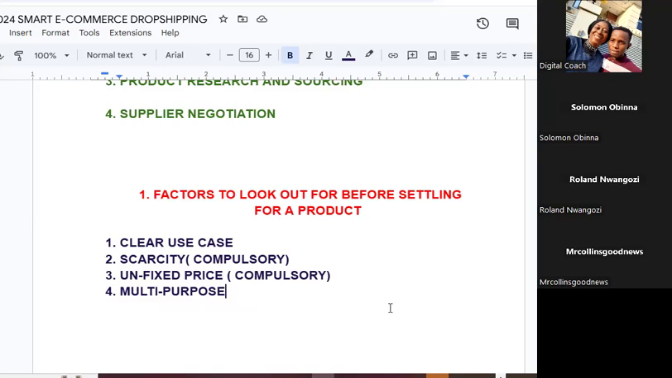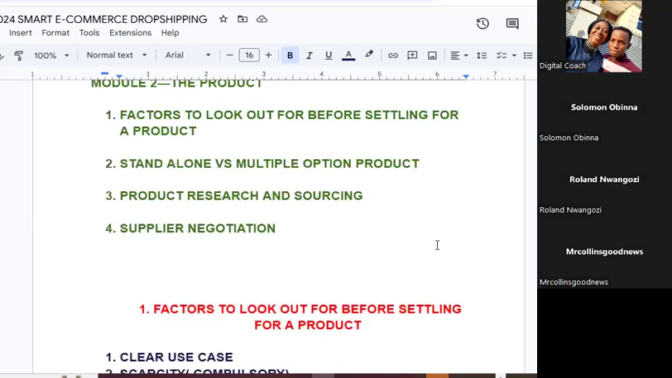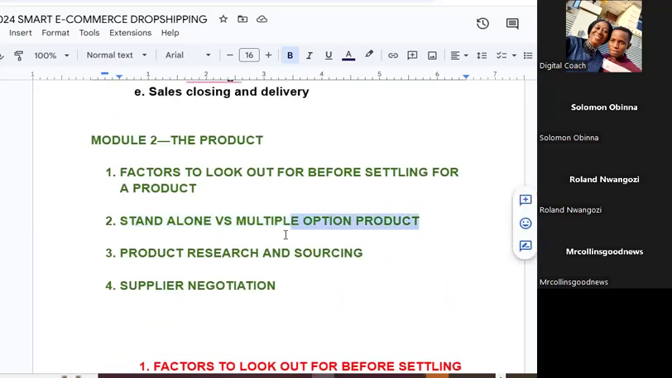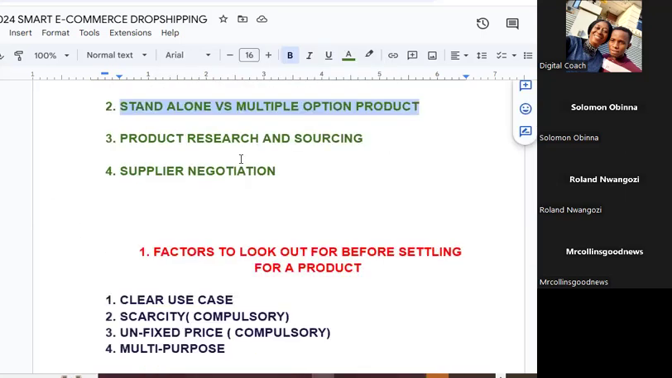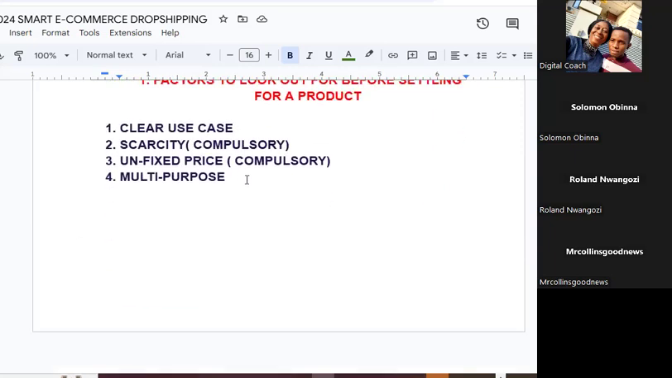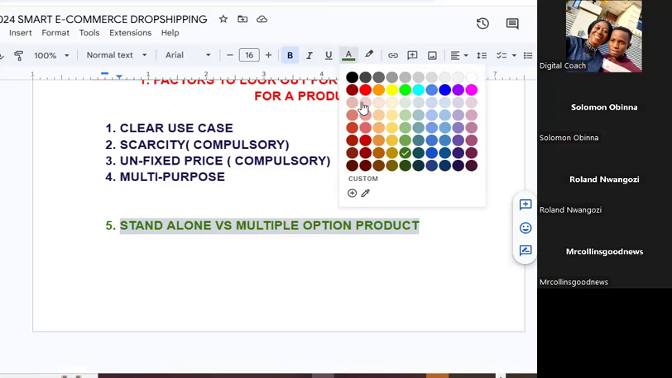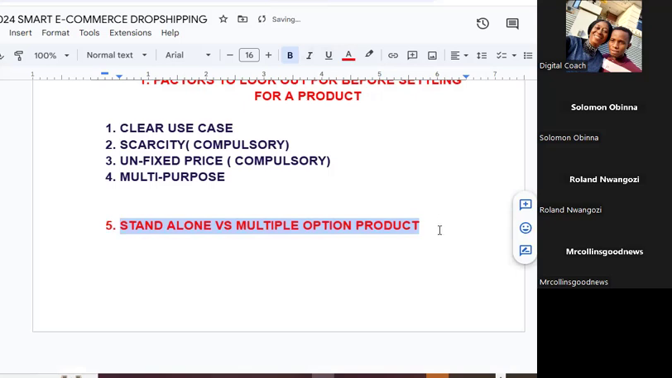So let's look at the next thing, which is stand-alone versus multiple option product. Please don't forget these foundations I'm creating. They are very important too. Don't say, oh, it's just wasting time. If you don't follow what I'm showing you now, you may not understand. You may get stuck as you progress.